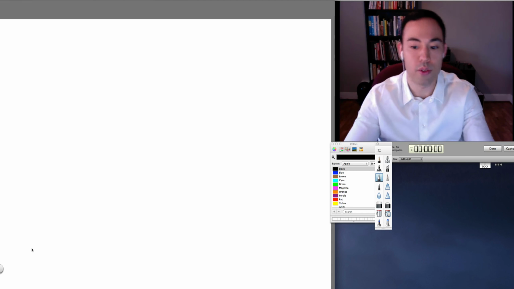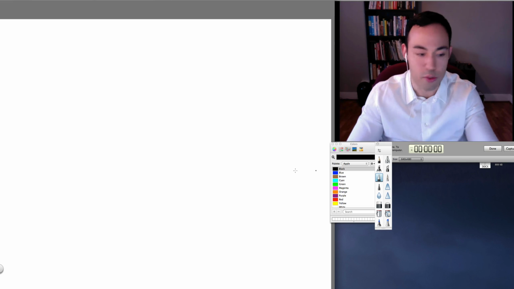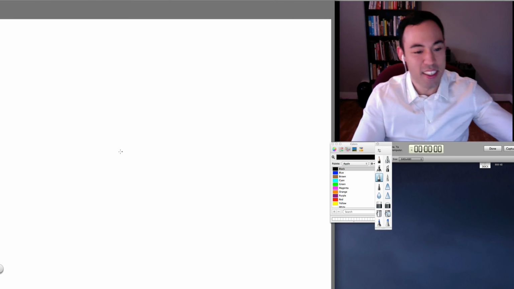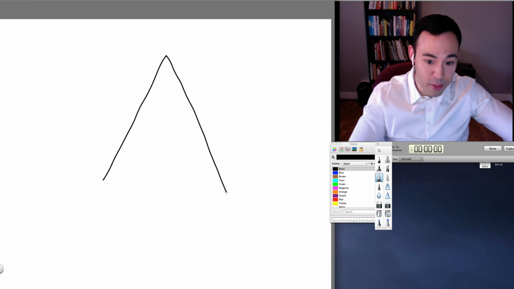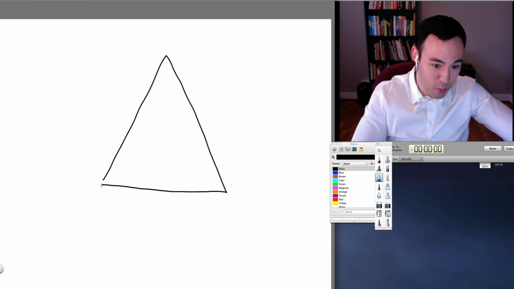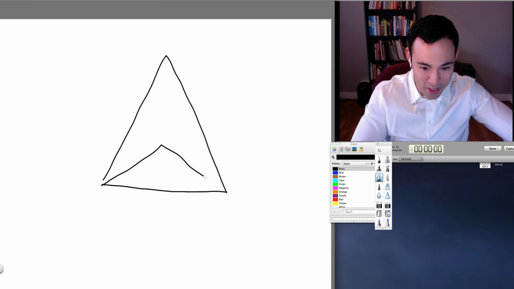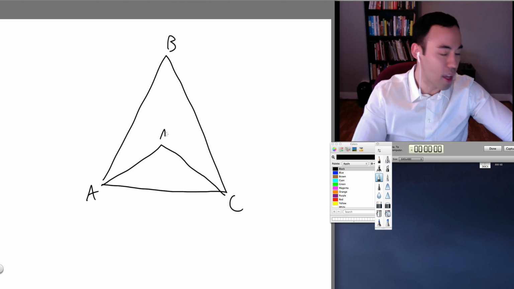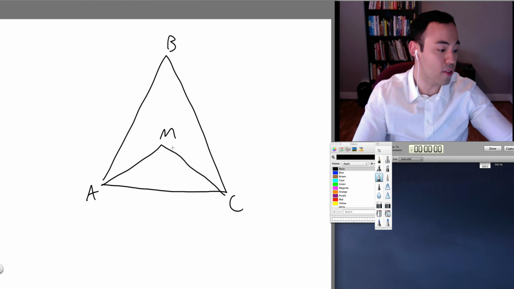Ooh, I better clear the screen for this one. It looks like I'm going to have to draw. We're going to see my masterful artistic skills now, right? So let's draw this big Dorito chip here, and we're going to draw the Dorito chip within the Dorito chip. All right, this is ABC, and this is AMC. So the isosceles triangle ABC above. So this is isosceles.